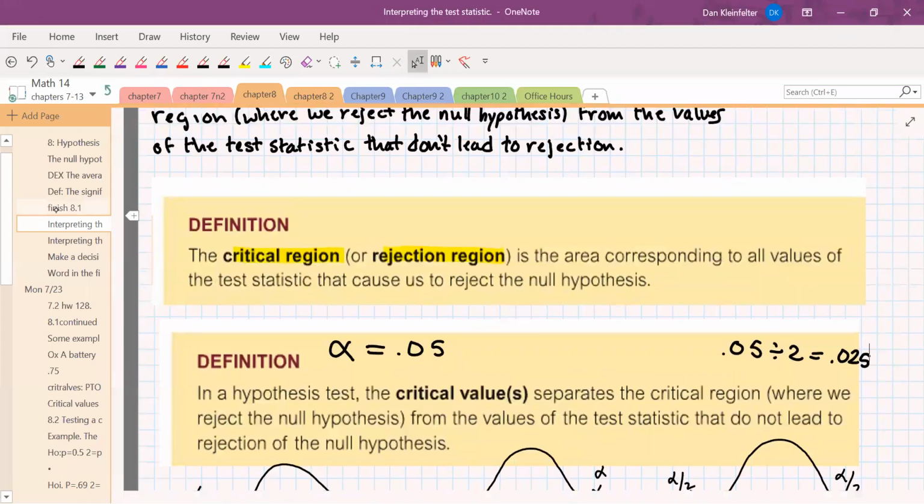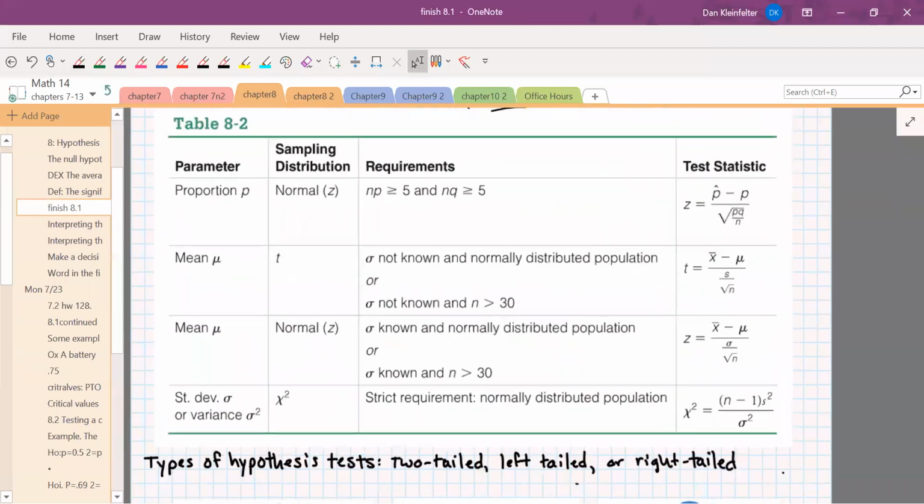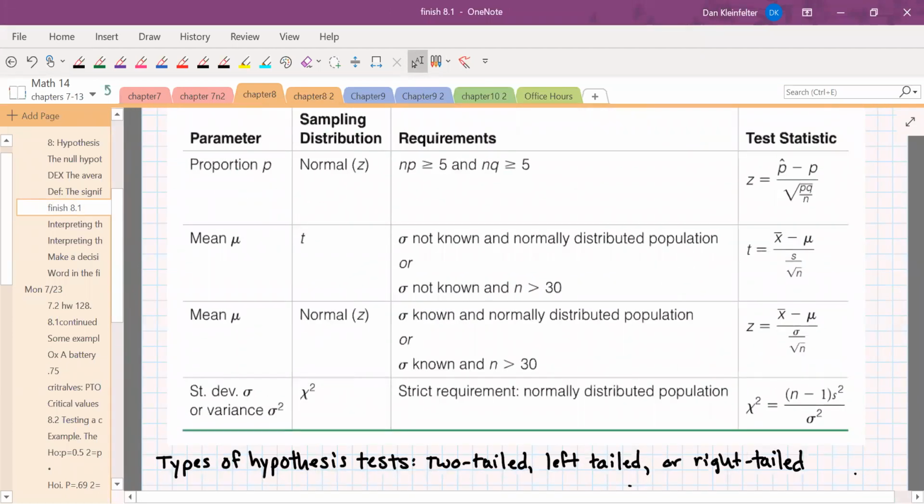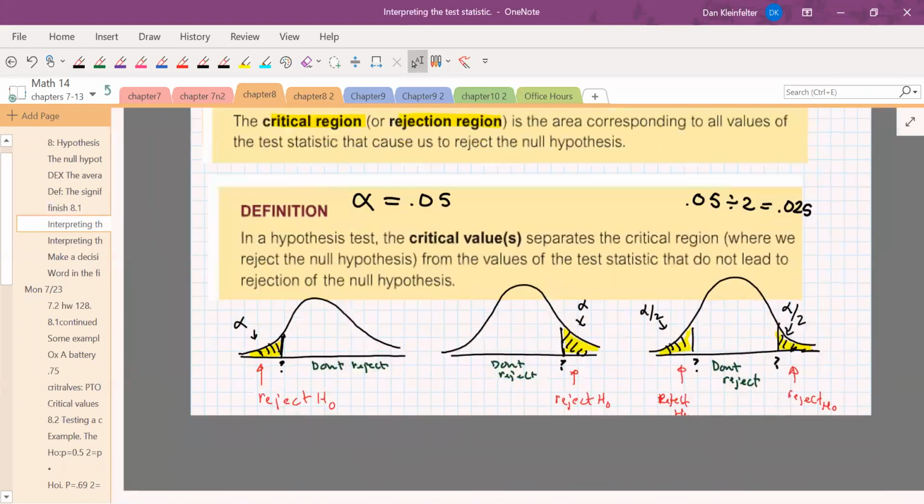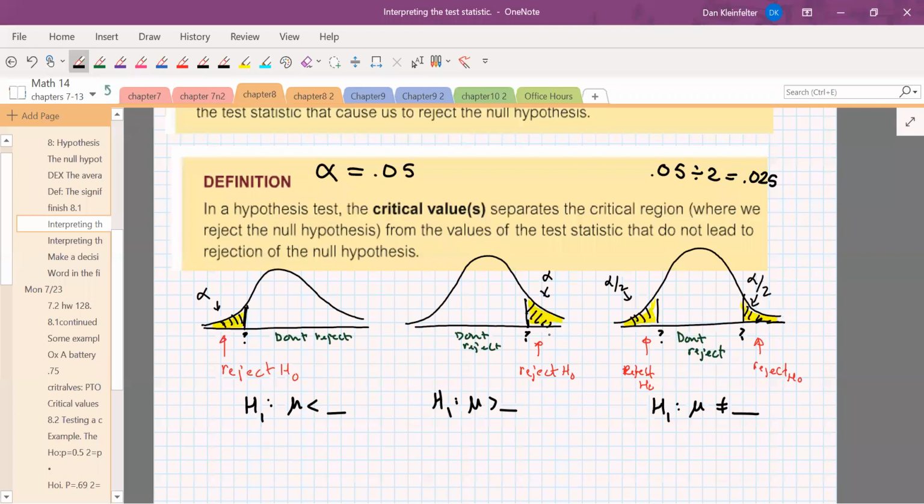Then you'll calculate the test statistic, depending on what it is that you're trying to test. And then if the test statistic comes out in the rejection region, then you would reject the null hypothesis. So for a left-tailed test, if the test statistic was less than our critical value, we'll reject the null hypothesis. If the test statistic is higher than the critical value in the right-tailed test, then we would reject. If the test statistic came out in either of the two tails for the two-tailed test, then we would reject the null hypothesis.